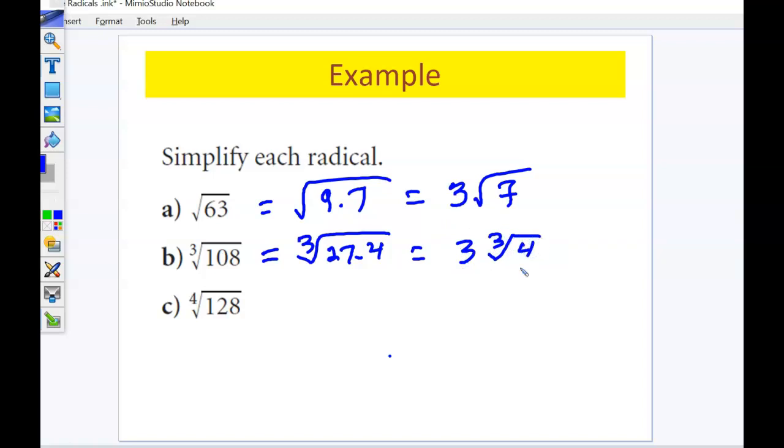The fourth root of 128. So we look at 128. I can divide 128 by 16, so 128 is really 16 times 8. Now if I look at my value of 16, the fourth root of 16 is 2, and I am left with 2 times the fourth root of 8.